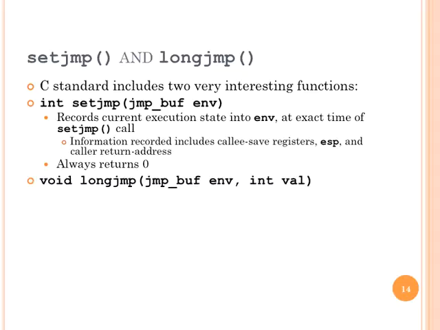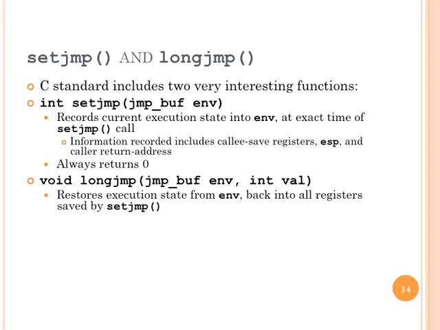Long jump takes a jump buffer as well and a value that it needs to return. Except that you'll notice that long jump is defined to return void. What long jump does is it restores the execution state from that jump buffer back into everything that set jump took it from. So it restores the stack pointer. What is that going to do? Change what frame is currently on the stack. It restores the callee save registers.